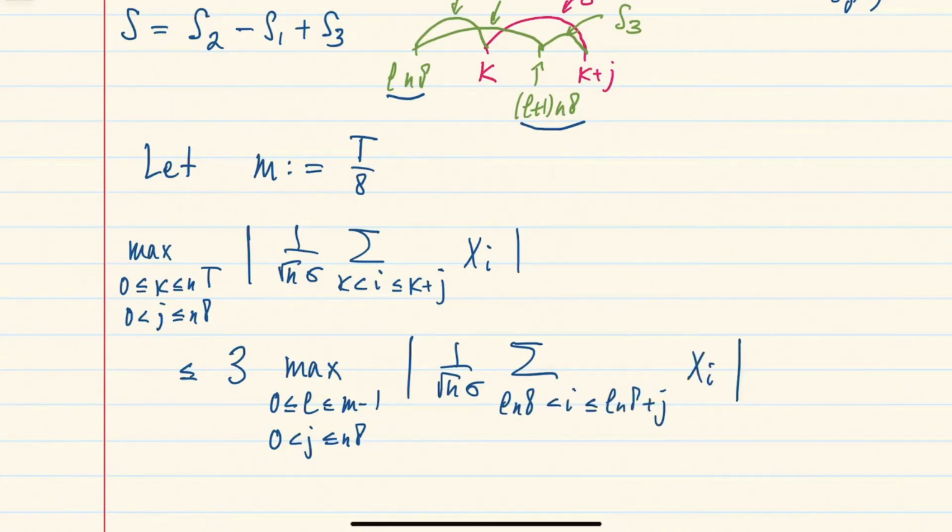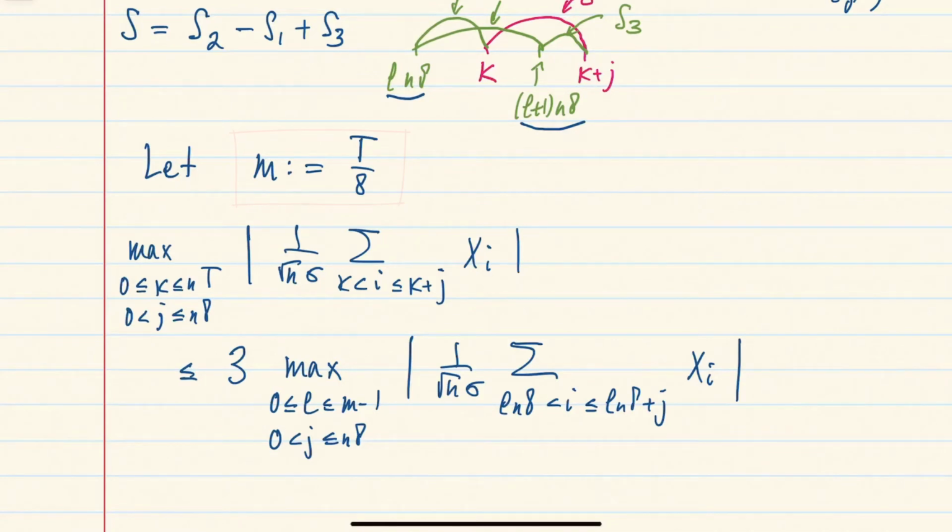Because all the sums above, S1, S2, S3, are of this form. In other words, the K was discretized to some finite number independent of N. And we only lost the factor of 3 here. So when we take the limit as N goes to infinity, this will really help us in the calculation that will follow.